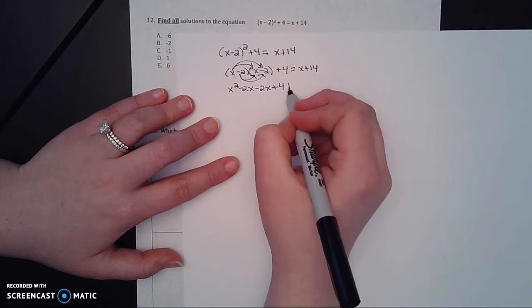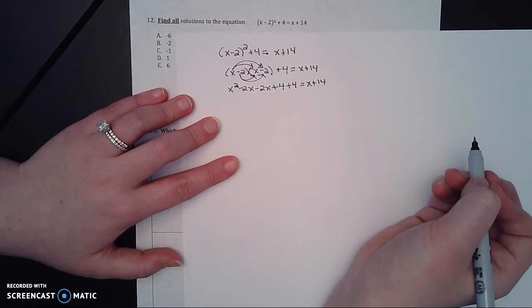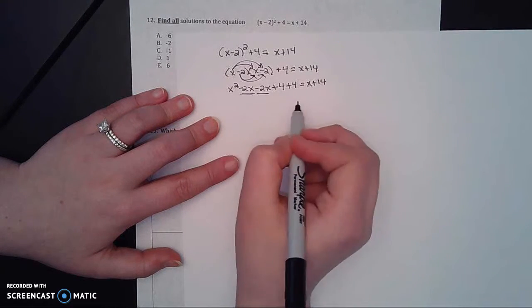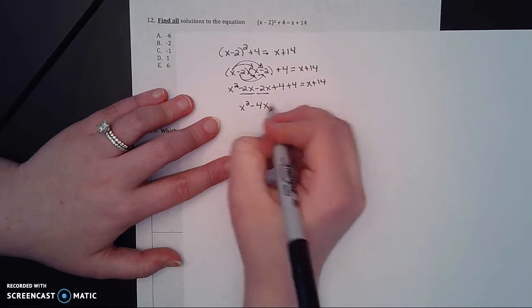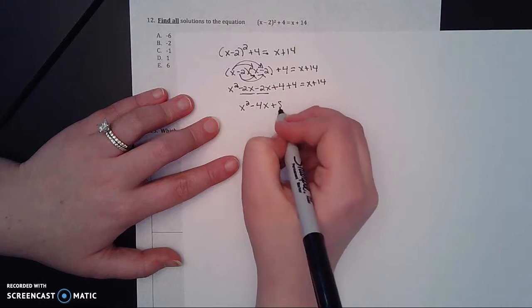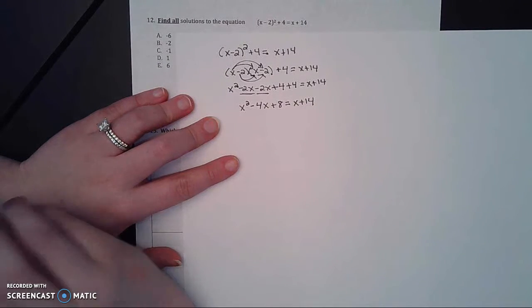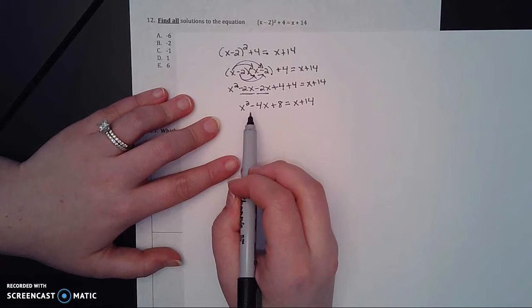Okay, now I have this plus 4 on the outside equals x plus 14. I want to combine all like terms. Negative 2 and negative 2 make negative 4, so x squared minus 4x. 4 plus 4 is 8 equals x plus 14. All right, so now I have an x squared, which is a clue that I'm probably going to factor it, or I can do the quadratic, but you're going to see factoring's a little easier here.